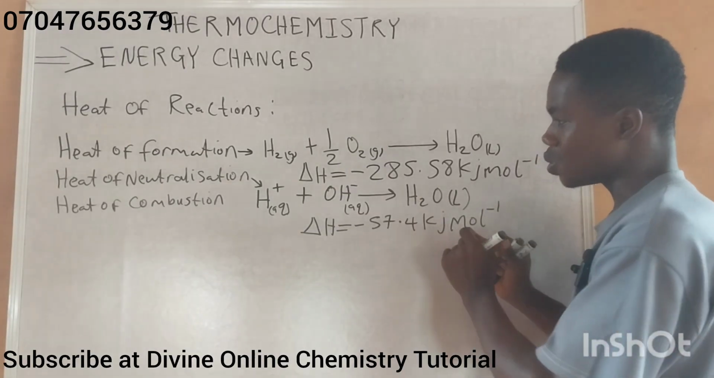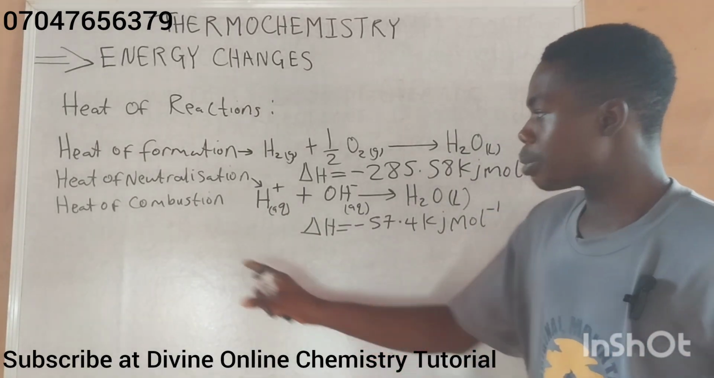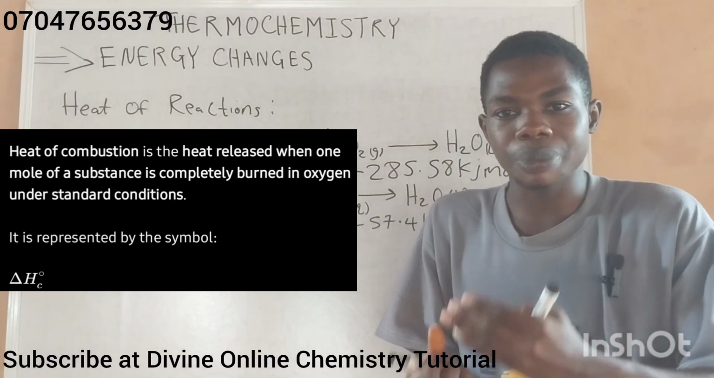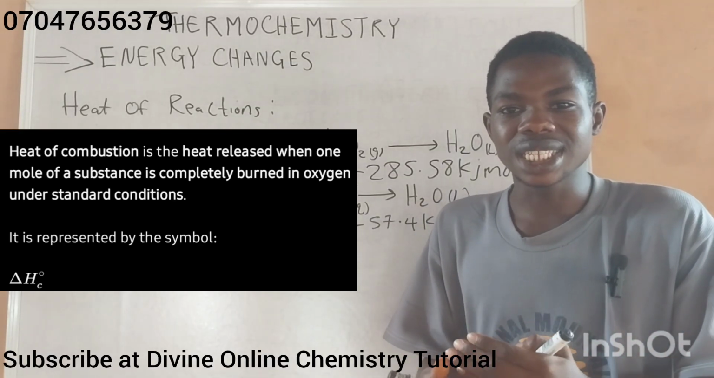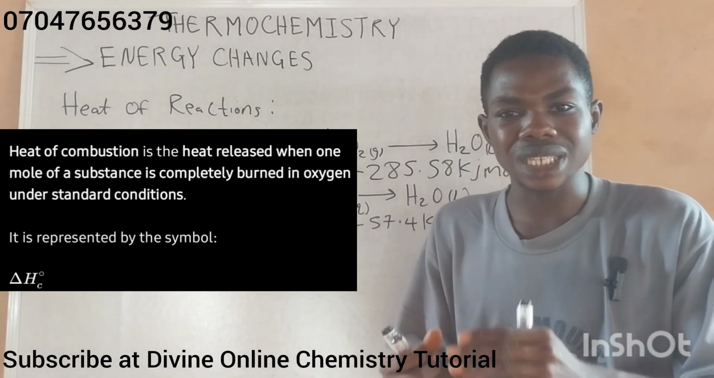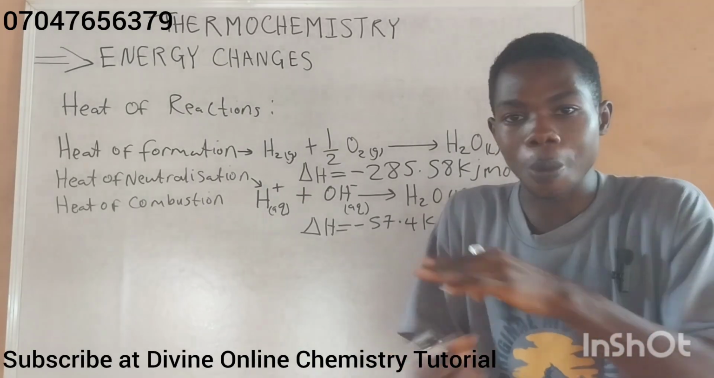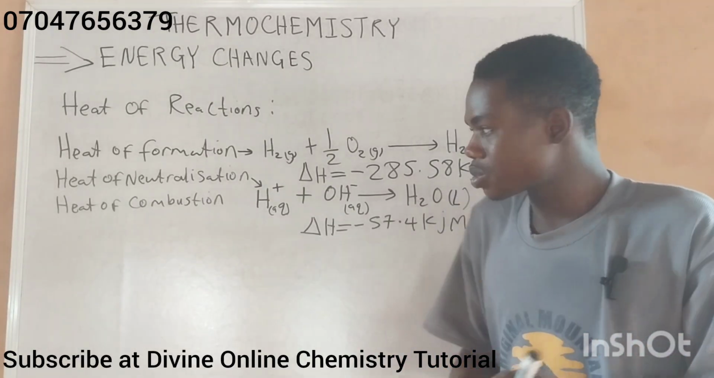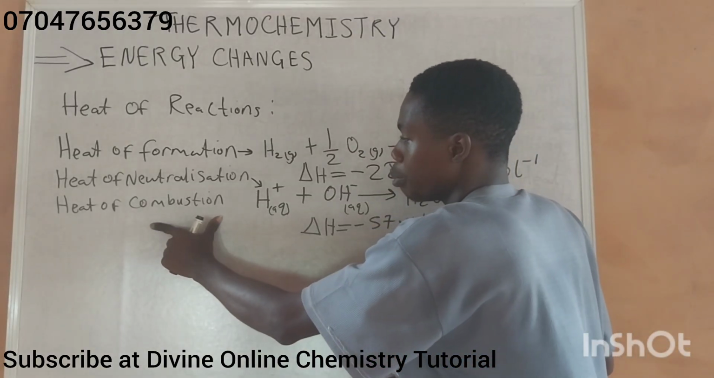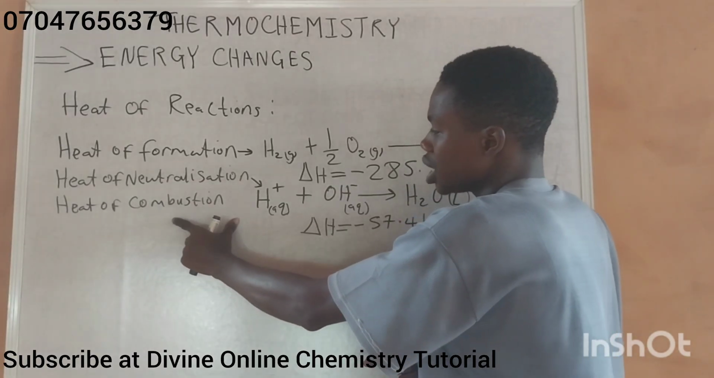The last one that we'll be talking about is heat of combustion. Now, what is heat of combustion? Please take note that the standard enthalpy of heat of combustion of a substance is the heat change when 1 mole of that substance is burned completely in excess oxygen. So when something burns completely in excess oxygen, that is what we refer to as heat of combustion.